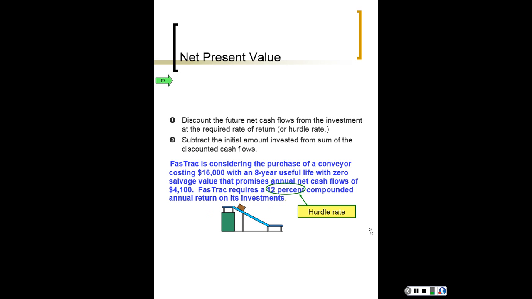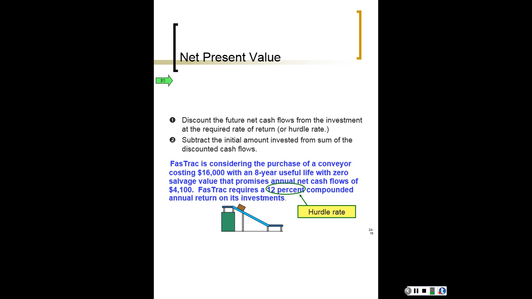So there are two basic calculations that we'll do in the net present value. Step one, we're going to discount the future net cash flows from the investment at the required rate of return, which is also known as the hurdle rate. And two, we're going to subtract the initial amount invested from the sum of the discounted cash flows. And we'll do an example so you'll see this.